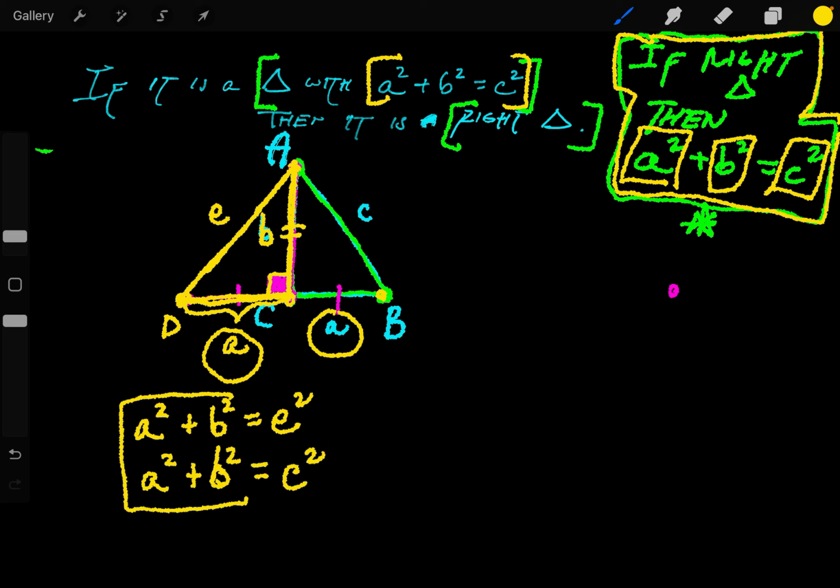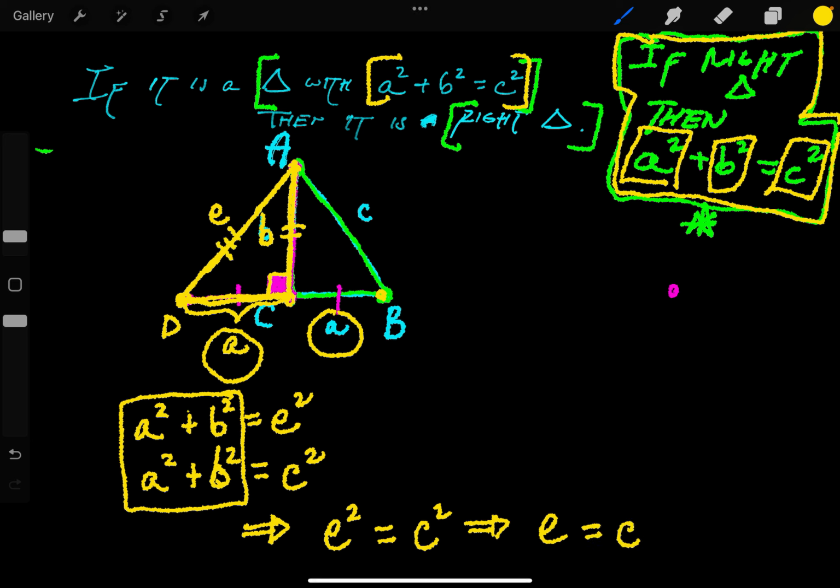Now, these two things are the same. So this will immediately imply that E squared equals C squared, which implies E is equal to C, and that these two sides are congruent. Now I have that this side is the same as this side, this side is the same as this side, and this side by my construction was the same as this one. Of course, this one by reflexivity is going to be the same. So these two triangles are congruent, and that forces this to be a right angle.